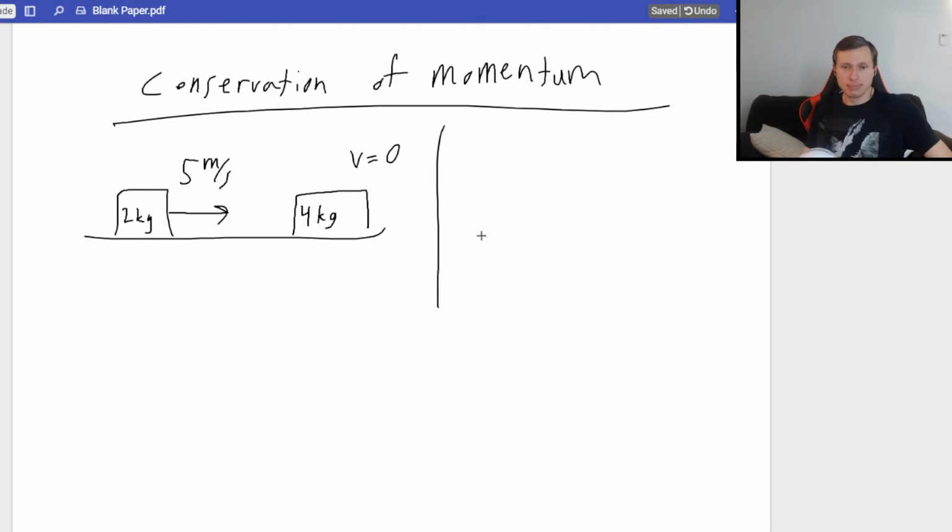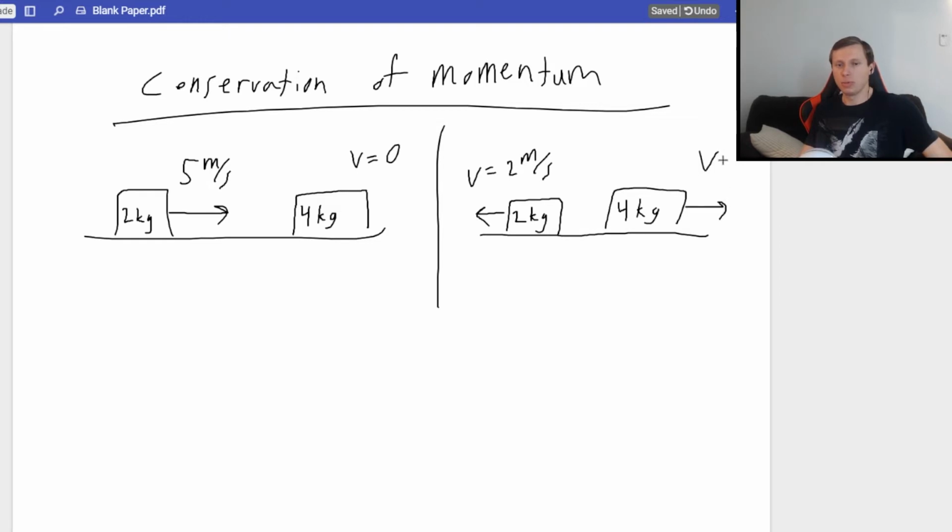After the collision, the 2 kilogram box is going to ricochet backwards with a velocity of, let's say, 2 meters per second. And now this 4 kilogram box is going to be moving forward with an unknown velocity. That's what we're solving for in this problem. We see the collision going on here. We have two objects, and we're talking about the velocities and the masses of both. This is so obviously conservation of momentum. Hopefully you can see that.